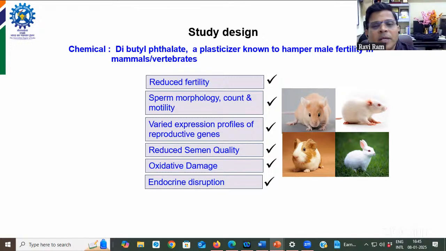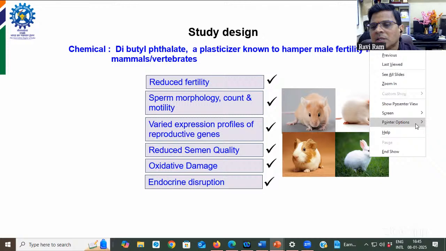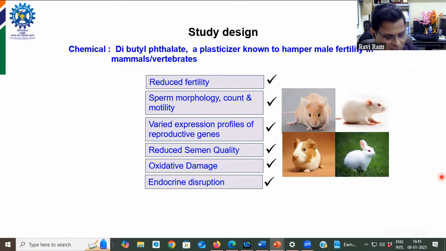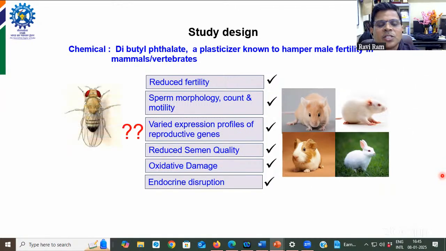So when we bring in Drosophila, one simple question that we asked, okay, fine, if these things happen in mammals, why can't we take one chemical which causes all these things in the male reproductive systems of mammals and see if we can find similar changes in Drosophila. So for that, we took this particular chemical, which is called dibutyl phthalate.